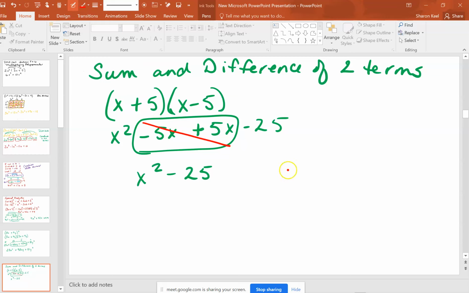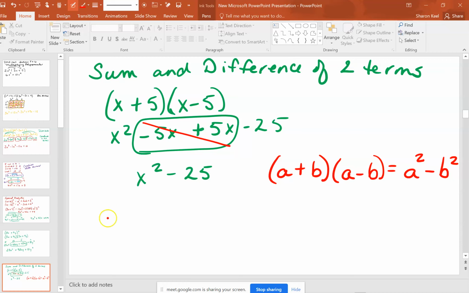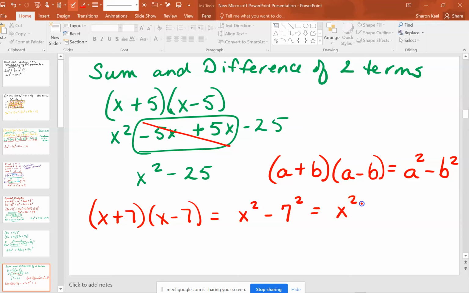So the way to write this that they show us in their shortcut form is if you have an a plus b and an a minus b, what you have is your a squared minus your b squared. So if I give you another one, let's say I have x plus 7 and an x minus 7. If I want to use this formula, that means what I have is x squared minus 7 squared. So that would be x squared minus 49. And you may use it either way. You may FOIL and combine like terms, or you can memorize.